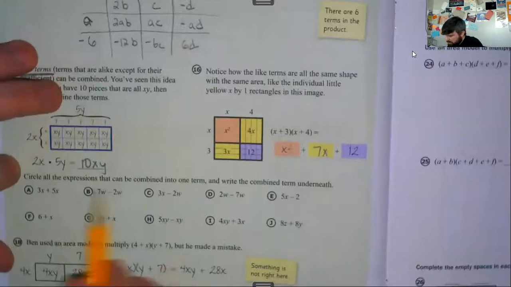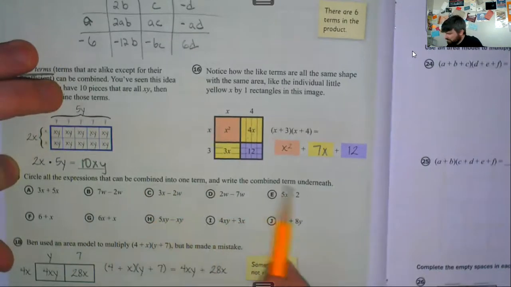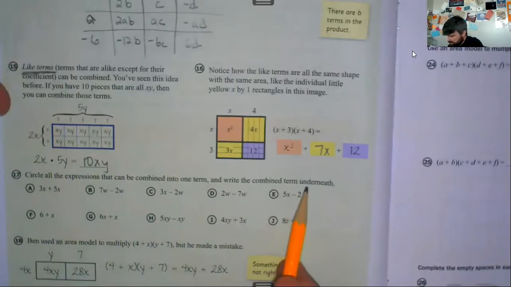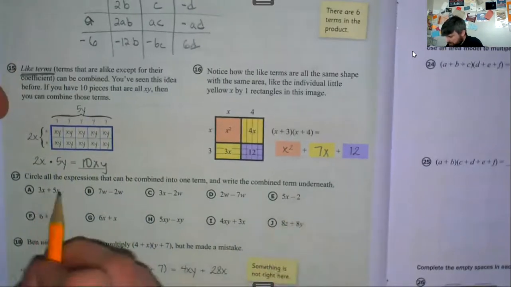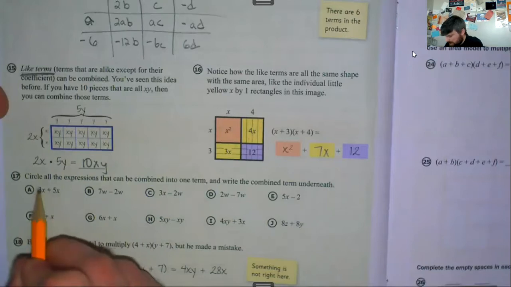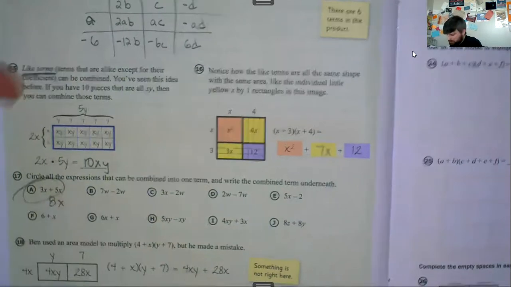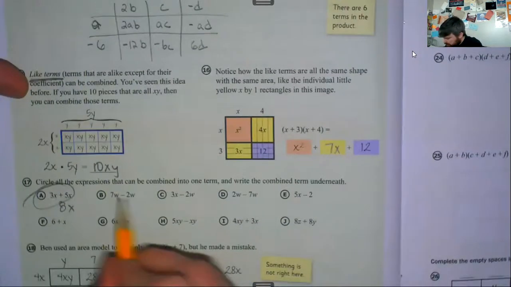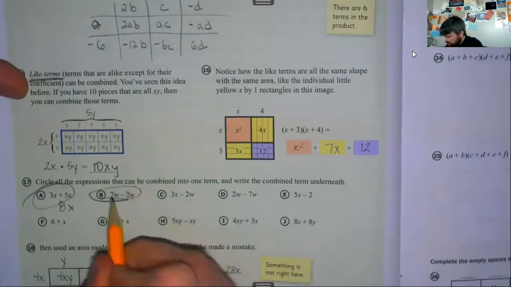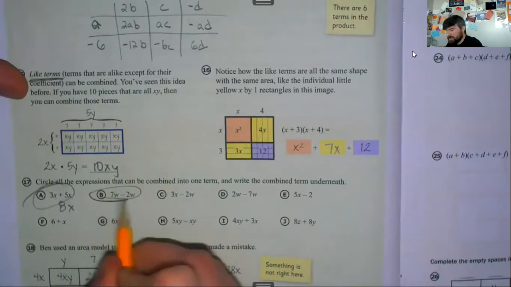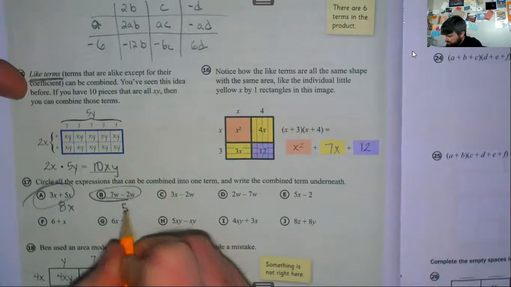Circle all the expressions that can be combined into one term. Write the combined term underneath. Okay, so these are both x's. So we have 5, 6, 7, 8x. Okay, so we got to circle the expression and then write it. Okay, these are 2 w's, so we can combine that. So 7 w's, and if I take away 2 of the w's, I'm left with 5 of the w's.